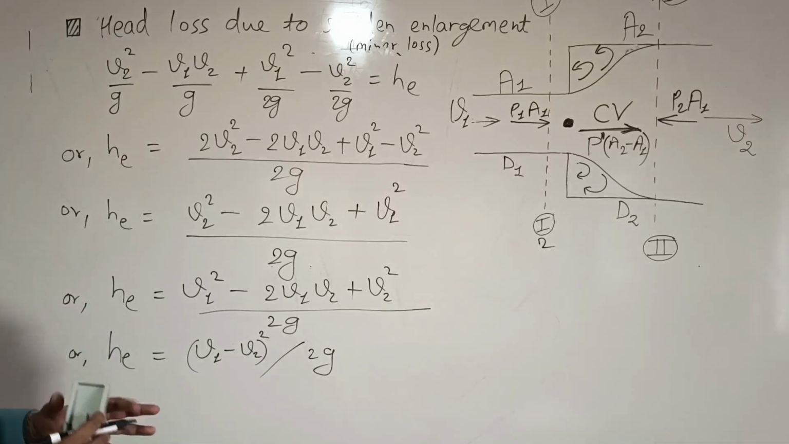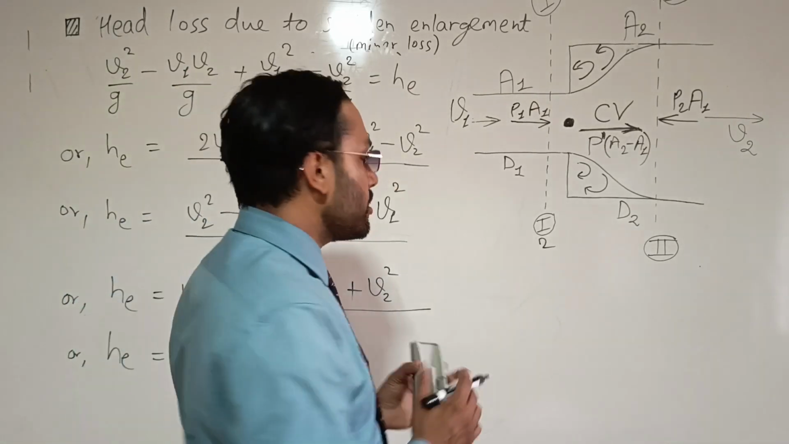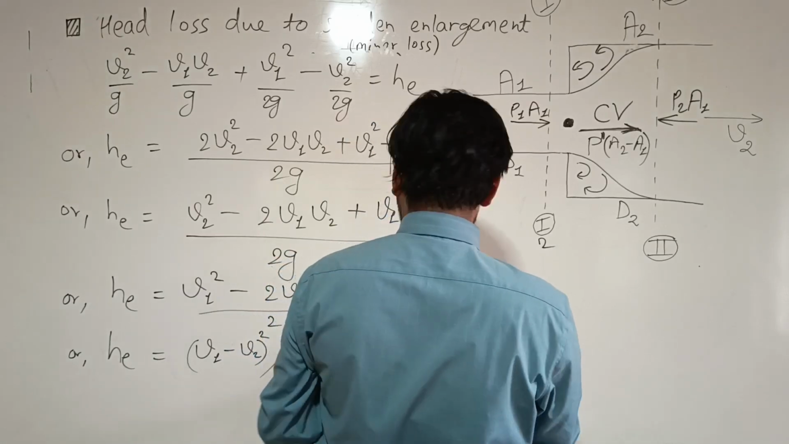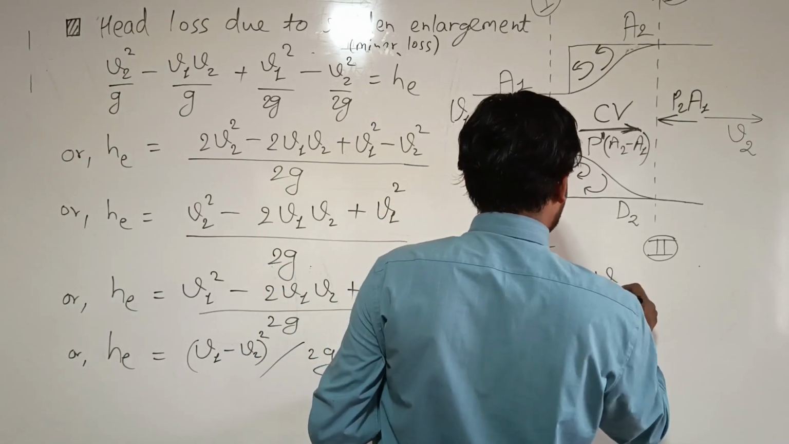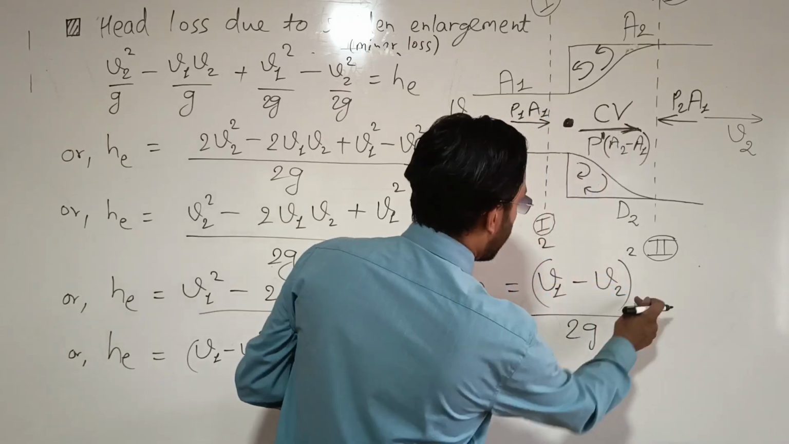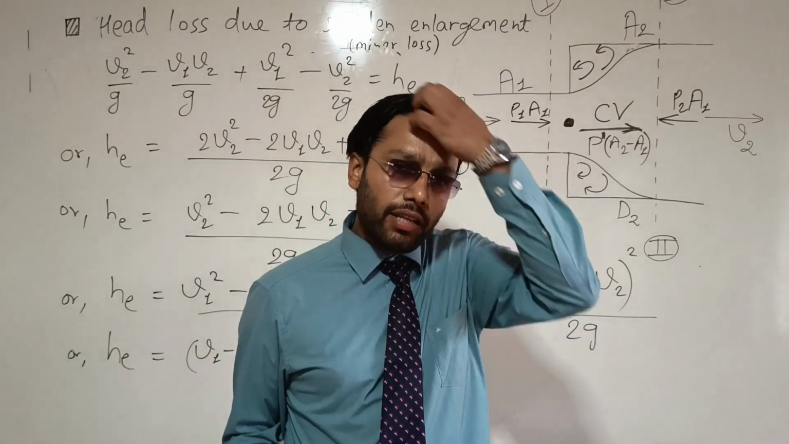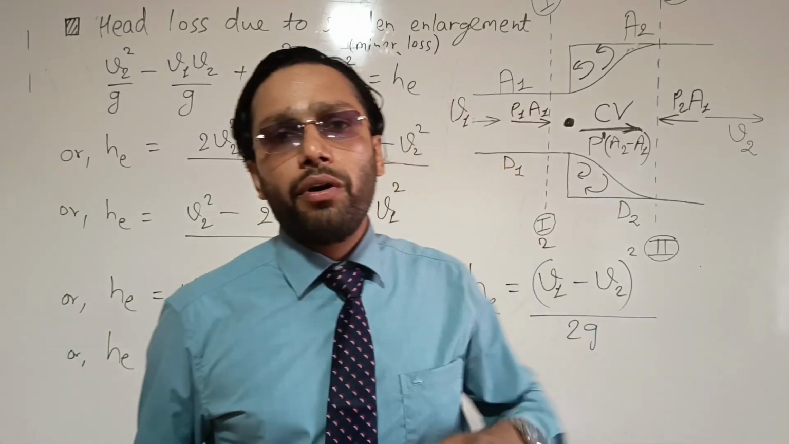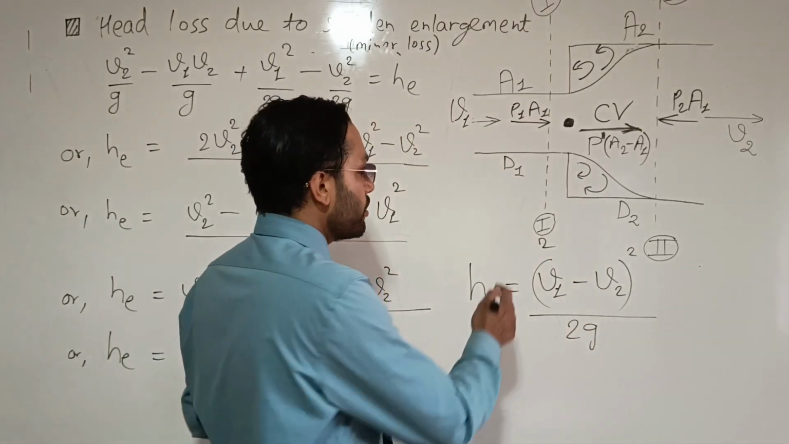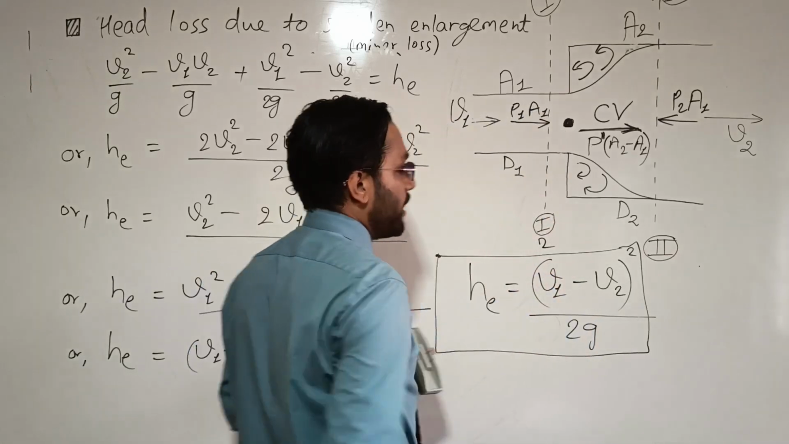So this is how you got the loss due to sudden enlargement, and I'm going to write it here: (V1 minus V2) whole square divided by 2g. 2g is not in the bracket, it's outside the bracket. This is the outcome of our derivation, and you are going to do this derivation. This is important and can be asked in the final exam.